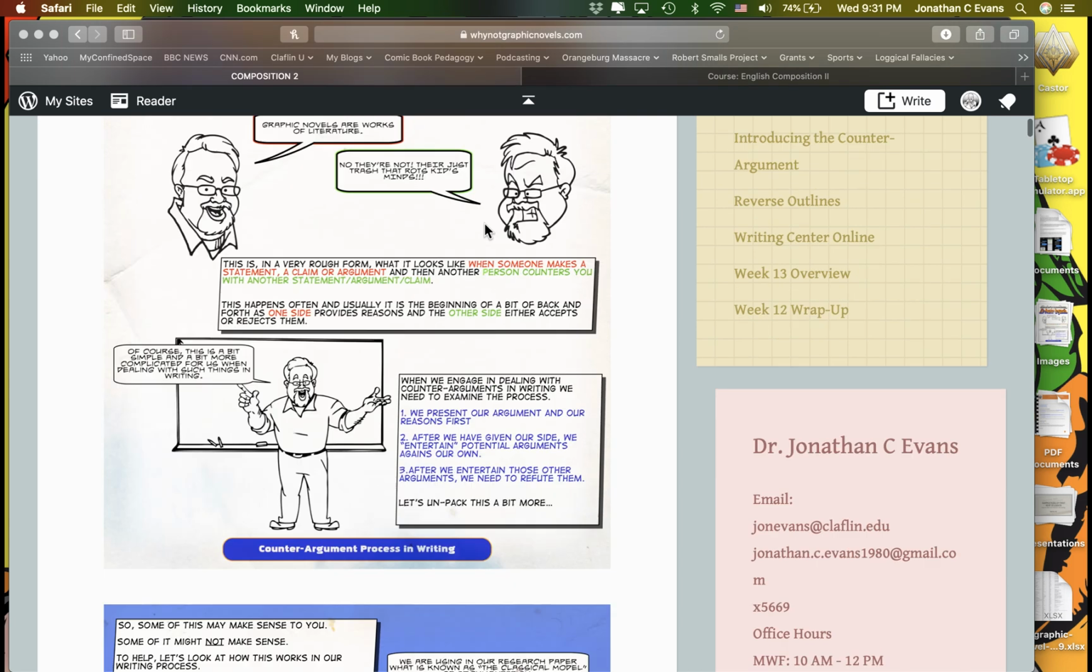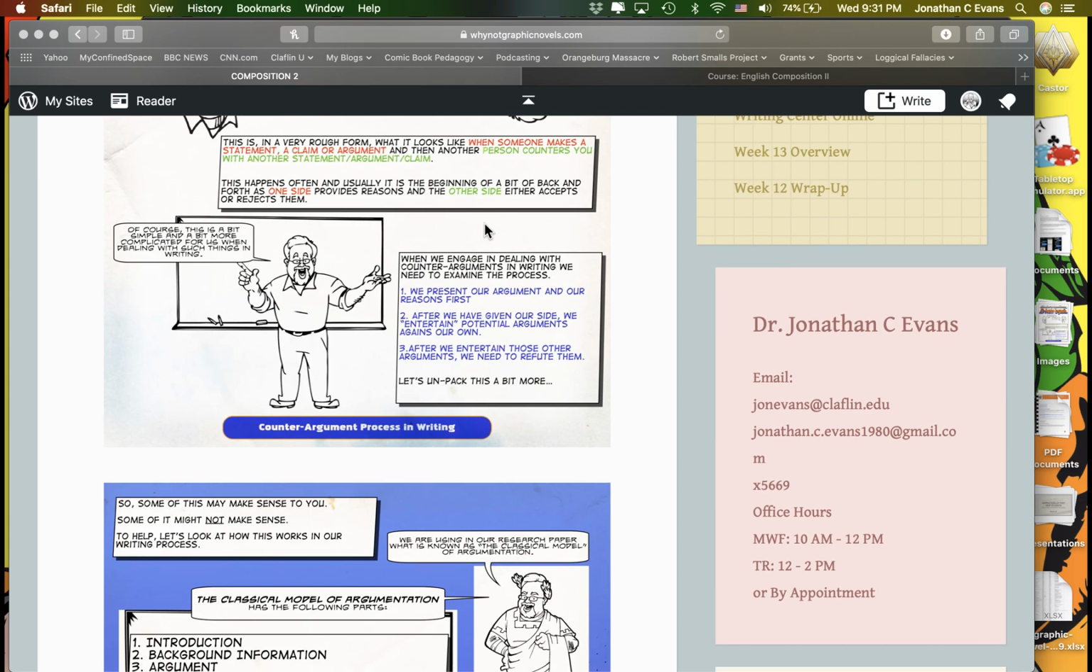First, we want to get an understanding. We'll talk more about this next week, but I want us to start thinking about this. When we present a counter argument, when we're writing it, it is a step-by-step process, similar to what we do when we integrate a quotation. We first of all introduce. We present our argument and our reasons first. After we have given our side, we entertain potential counter arguments, or potential arguments against our own. And then after we entertain those arguments, we're going to refute them. It's going to follow a similar process.